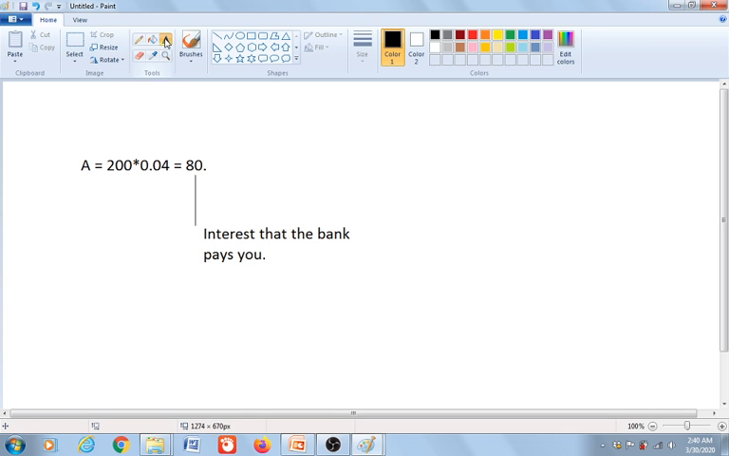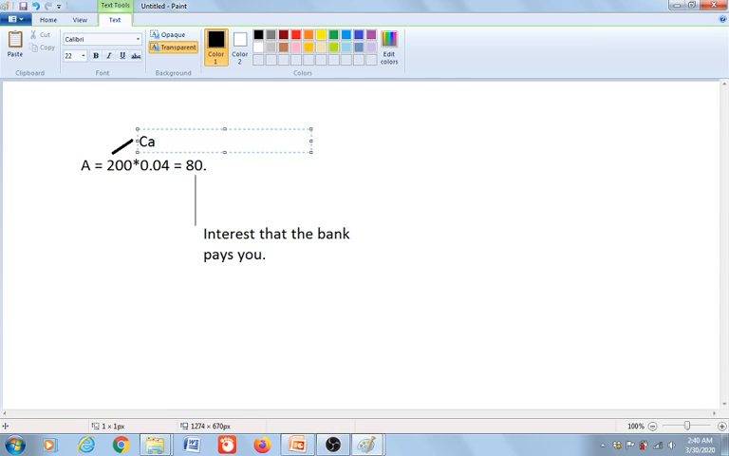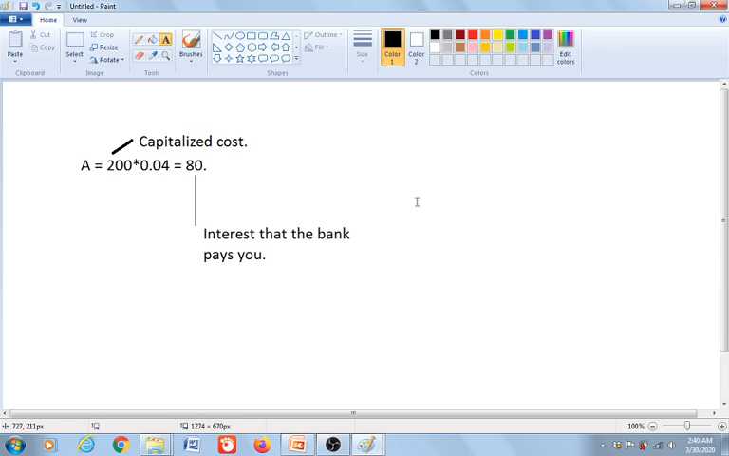So this is the $200, the amount of money that stays in your account, that is what we call the capitalized cost.